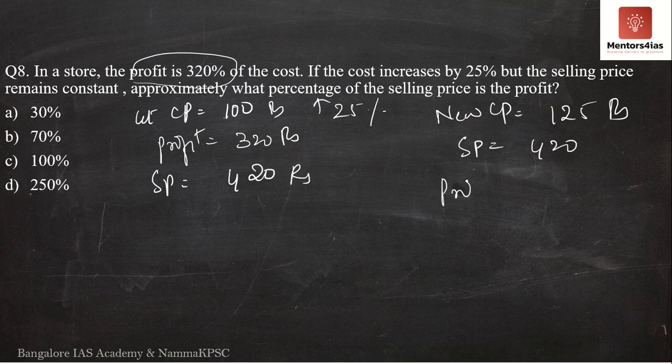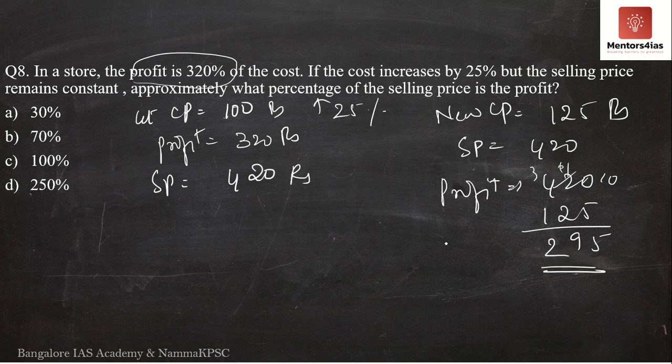Then profit will also change, where profit is what? 420, it is nothing but 420 minus 125. Therefore, the new profit is 295 rupees. What is the question asking for? What percentage of the selling price is the profit?